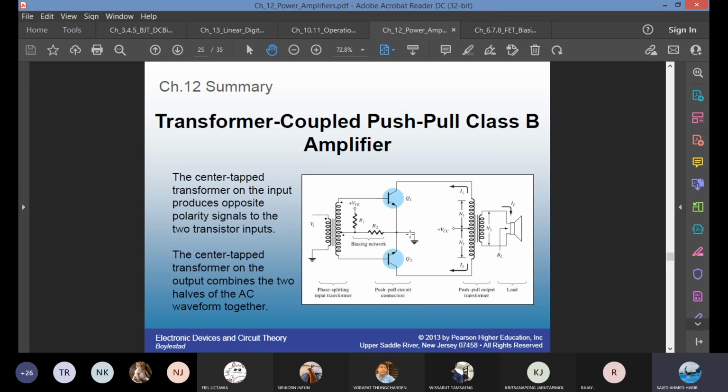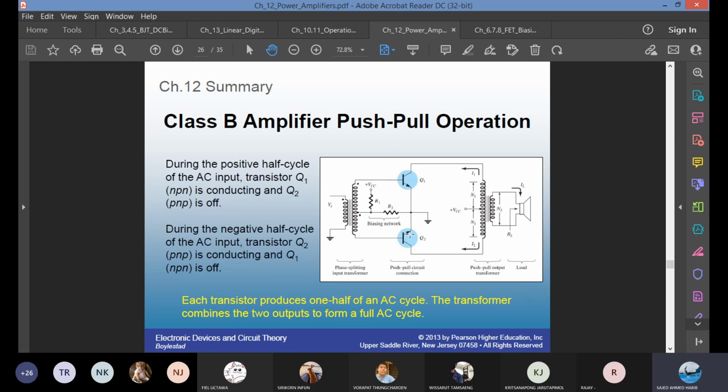This is acting like the full wave rectifier with the center tap transformer. So one side gives you a half cycle, the other transistor gives you another half cycle. So you have a full AC.